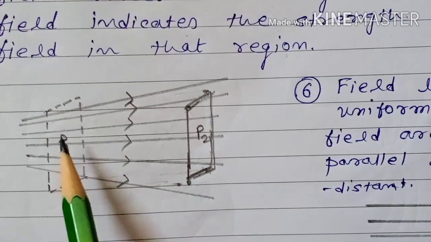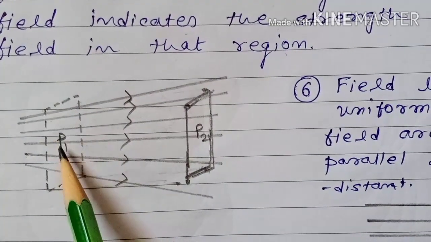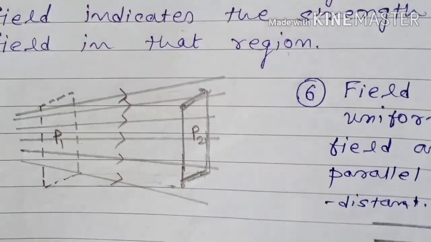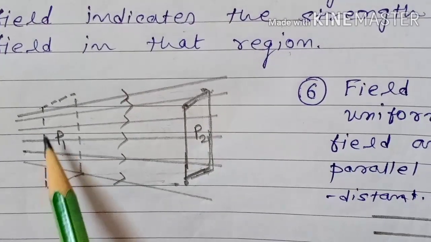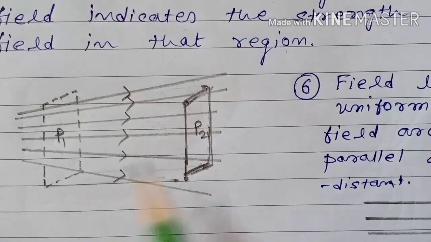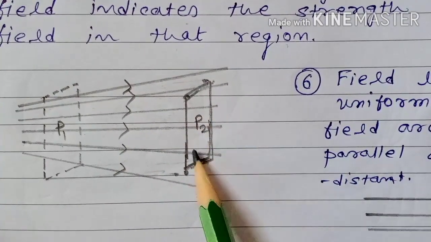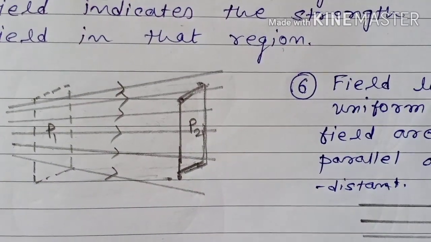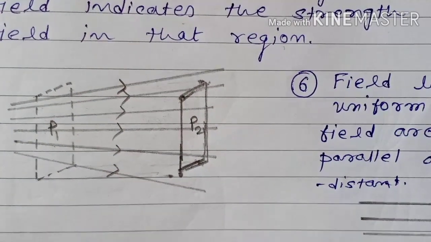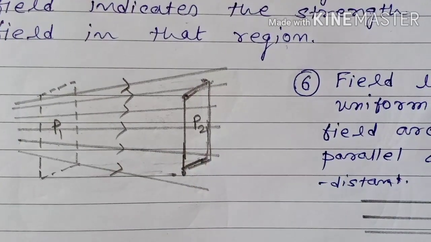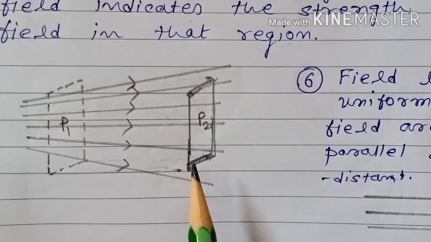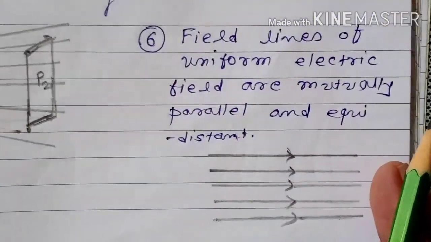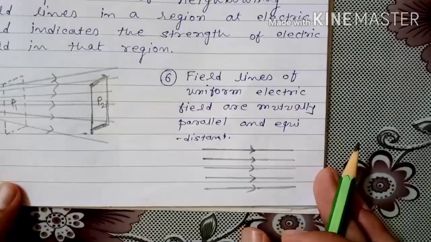So more electric field lines are passing through P1 and fewer through P2. It means the electric field in the region of P1 is more and the electric field in the region of P2 is less. If electric field lines are close to each other, density is more, which means a strong electric field. If electric field lines are far away from each other or separated, then the electric field is considered to be weak.